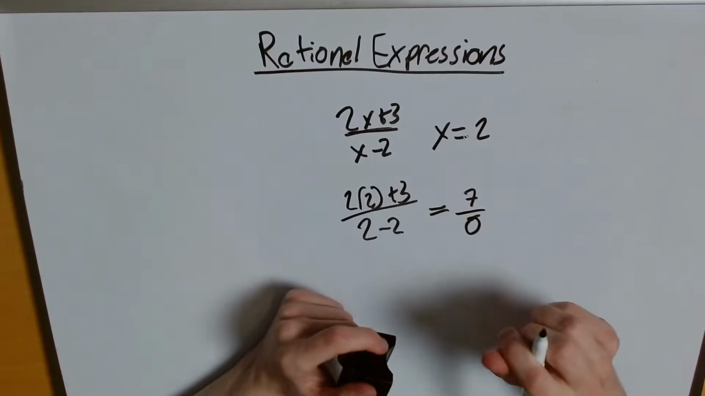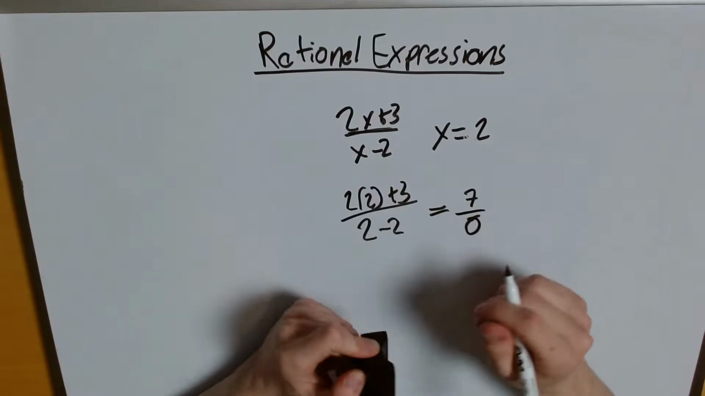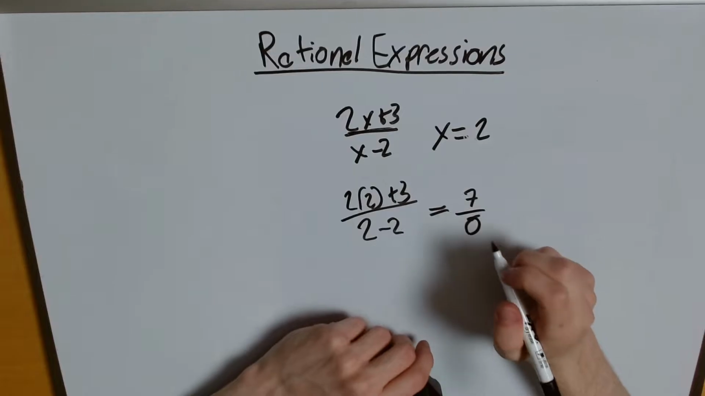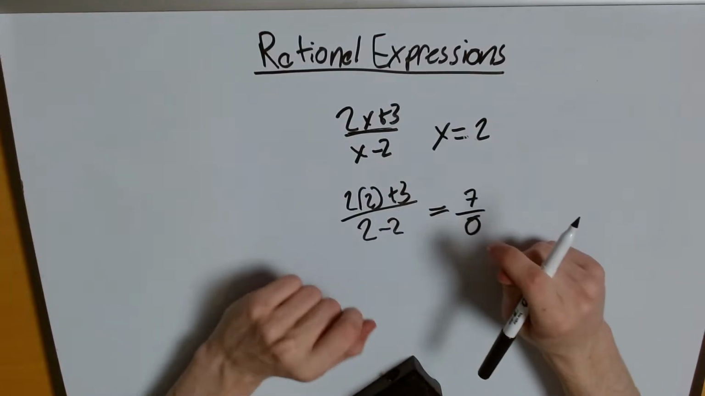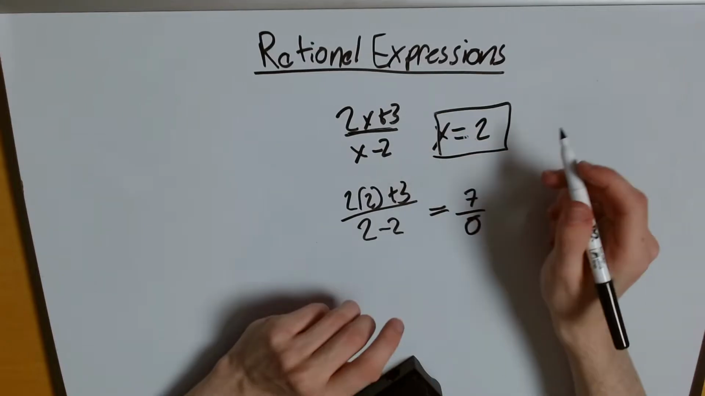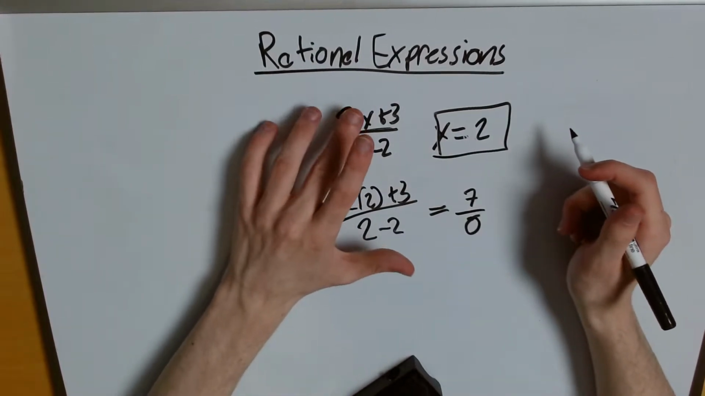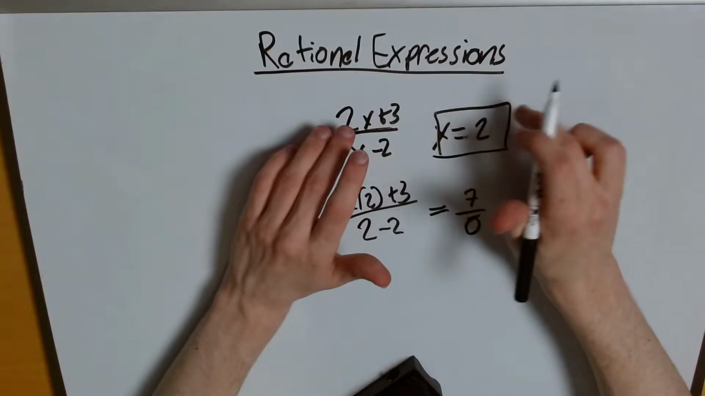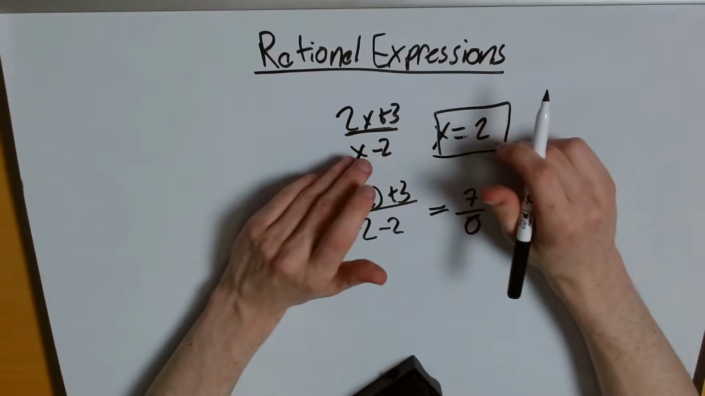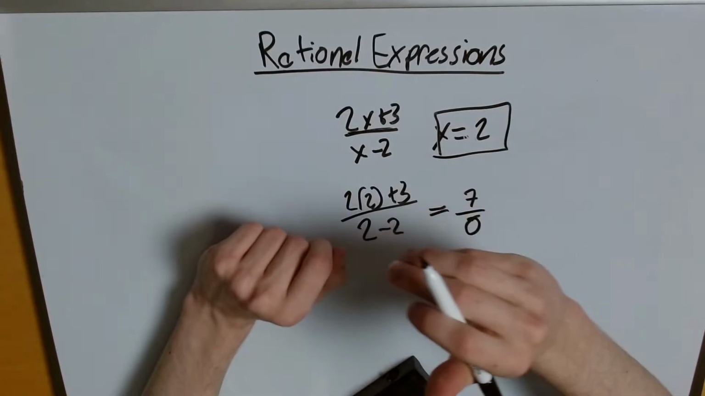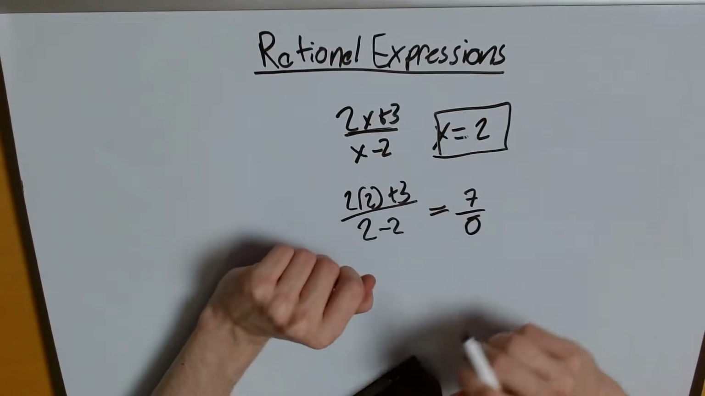And we know that anything divided by 0 is undefined. We can get it at a calculator, we can search it up. Anything divided by 0 is undefined. That means that for this value, for x equals 2, this expression is undefined. This is not a possible input for this expression. We may have to call this an extraneous solution. We cannot put it in and get a value out.